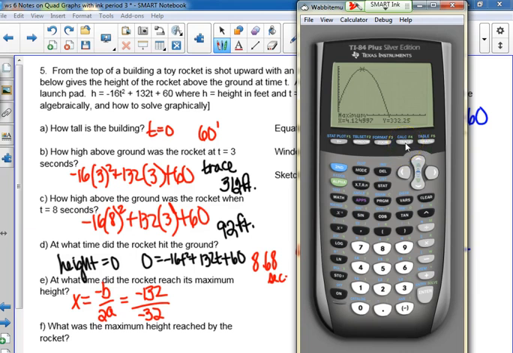Are some of you not getting that at all? No? What did you get for the maximum? 4 point what?